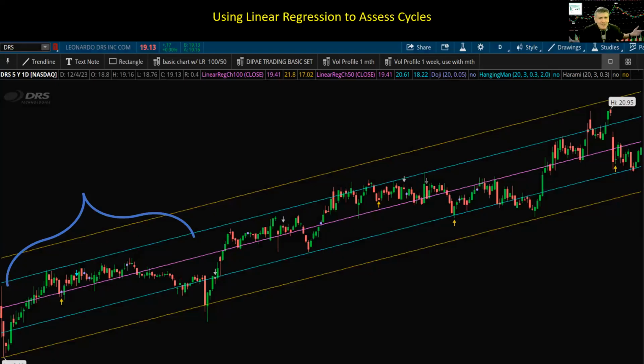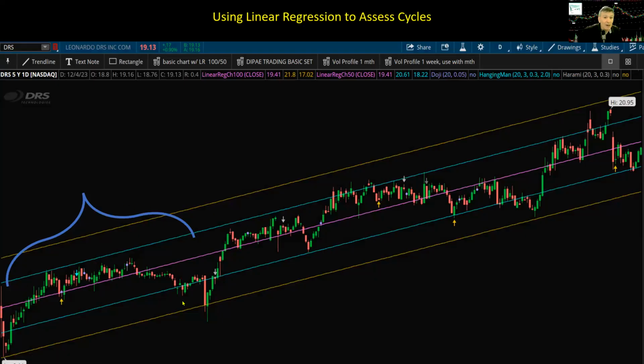Of course you see them. You can't help but miss them. With the linear regression, you can identify the cycles like that. It's unbelievable. It's like magic almost. And you can see in this particular case, it's a full 5-year upward trending stock.